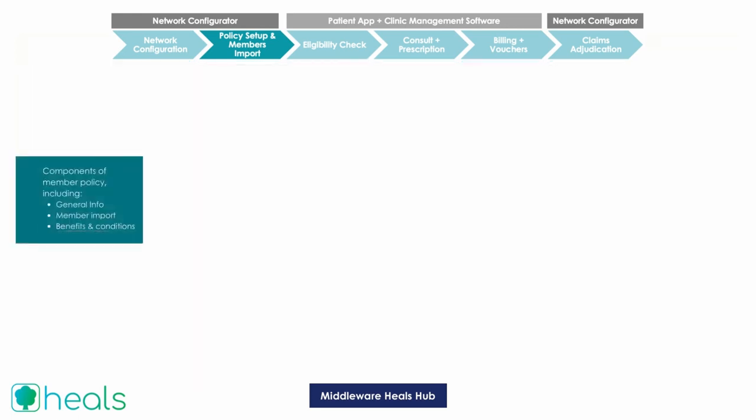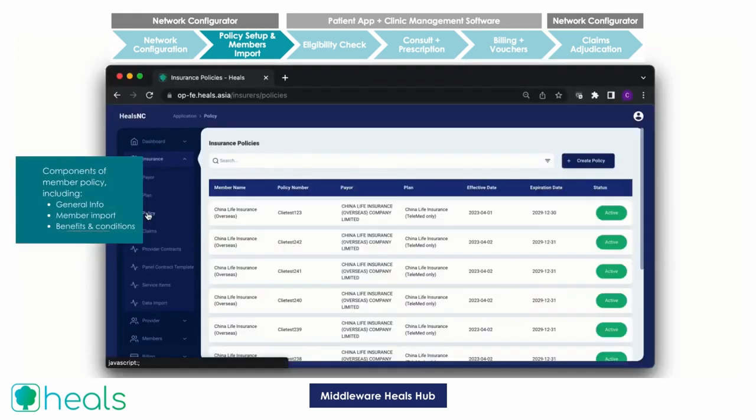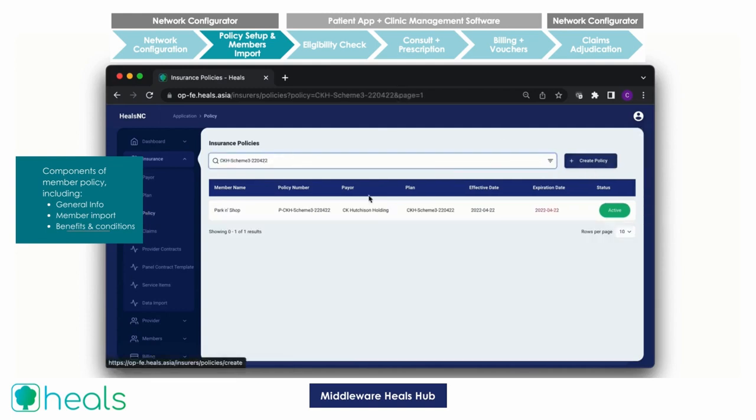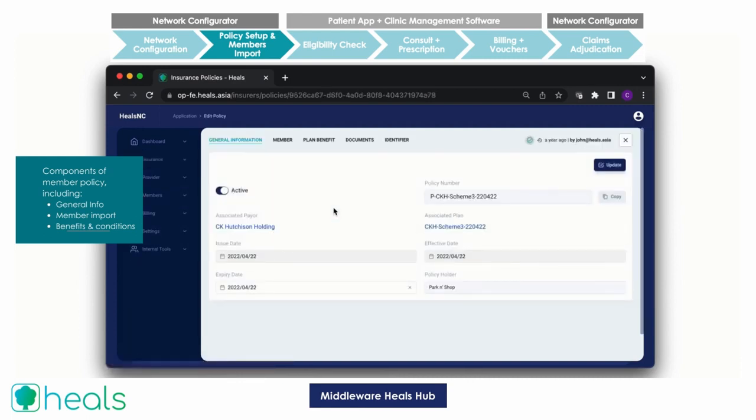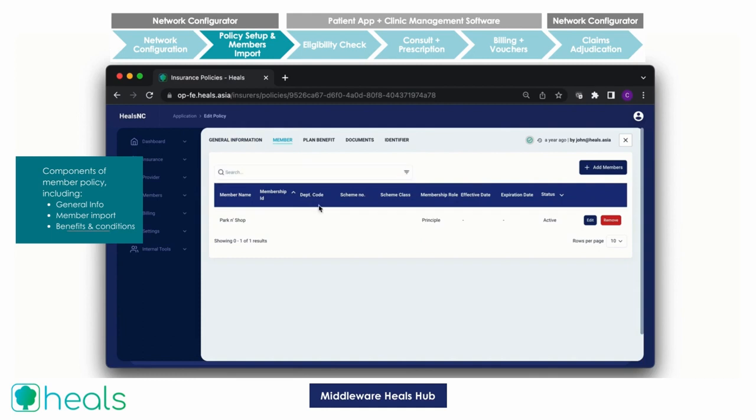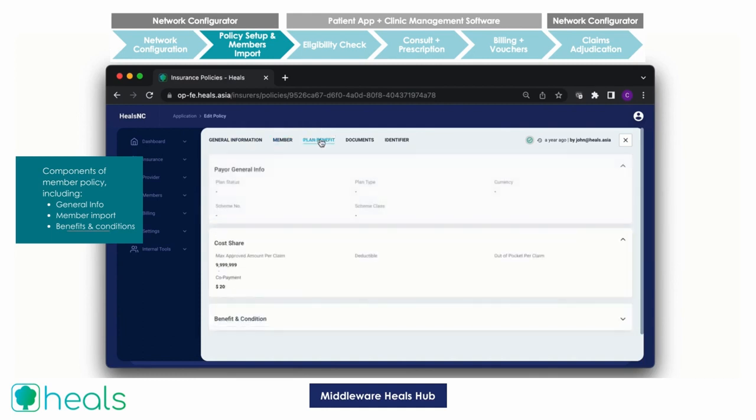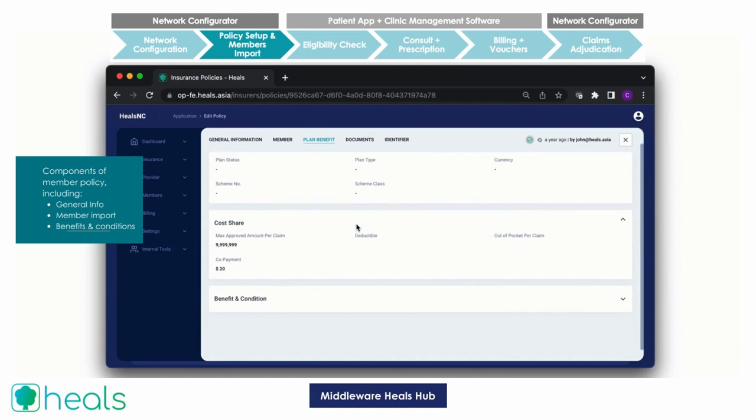In addition, the platform allows for entry of policy details, including general information, import of policy members, and all benefits and conditions associated with the policy. This will help to facilitate the instant adjudication of claims later in the member journey, where the system checks against the associated rules at the point of claim processing to ensure that everything matches the member allowance.